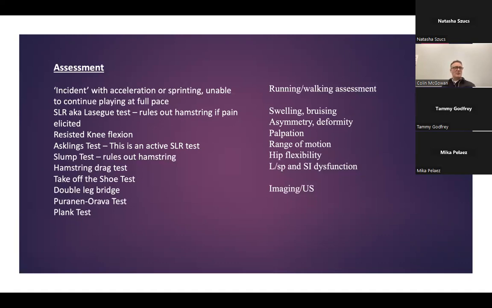I find that when it comes to hamstring and calf injuries, just palpating is a really good way to assess it. You want to assess the running and the walking, and then look for bruising, any asymmetry. Again, palpation is a big one, especially when you're looking at the plantaris, because there are no specific tests for that. Look at the range of motion, hip flexibility, again L-spine, SI dysfunction, and ultimately you can rely on imaging if nothing else comes up. Recently, I had someone, I was like, I don't know what's going on. It ended up being the plantaris.